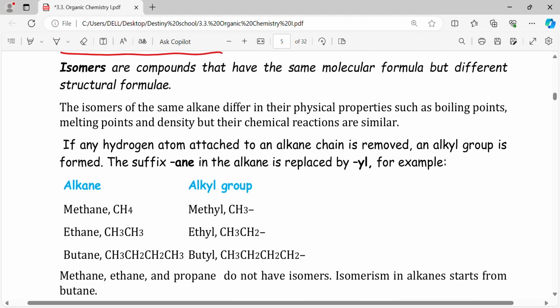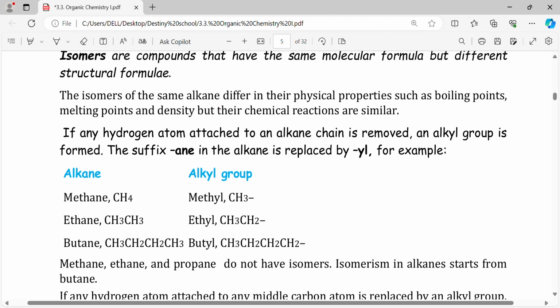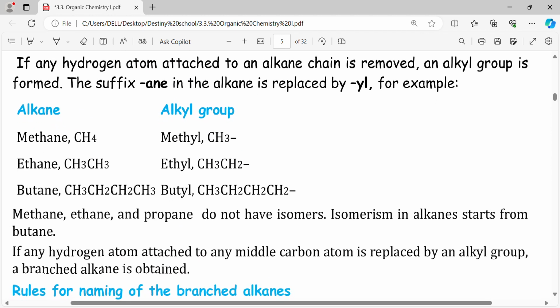We'll explain how that happens. We want to talk about the alkyl group. So write alkyl group, then underline it. Then below it write: if any hydrogen atom attached to an alkane chain is removed, an alkyl group is formed.